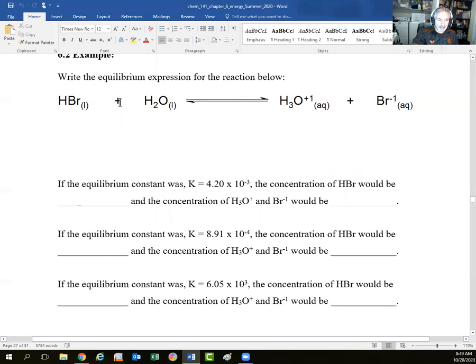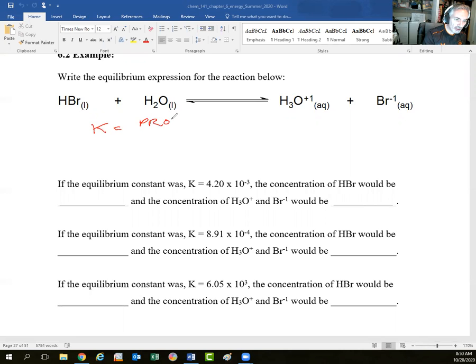So write the equilibrium expression for the reaction here, which we'll do now. Remember, the expression for the equilibrium constant is equal to the combined concentration of products from the point of view of the forward reaction divided by the combined concentration of reactants. Our products are hydronium ions and bromide ions, and the reactants are hydrogen bromide and water.